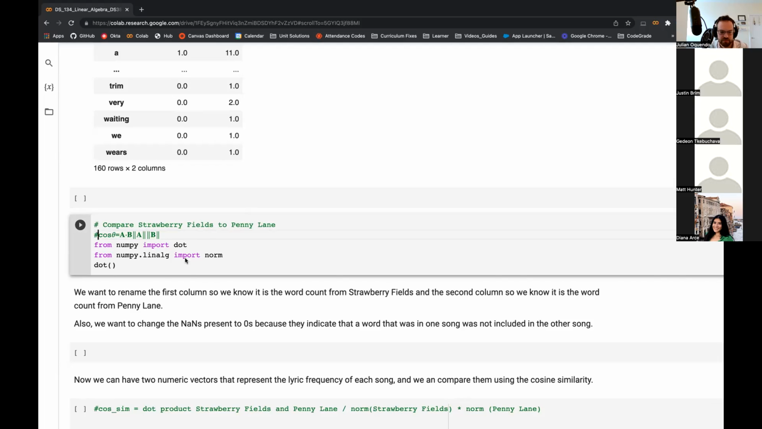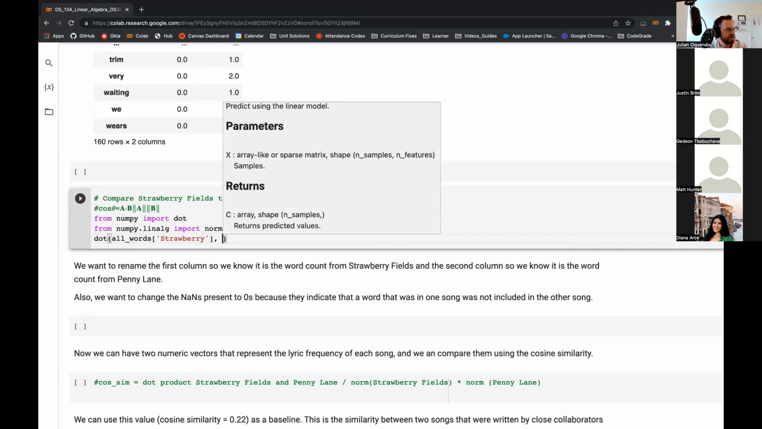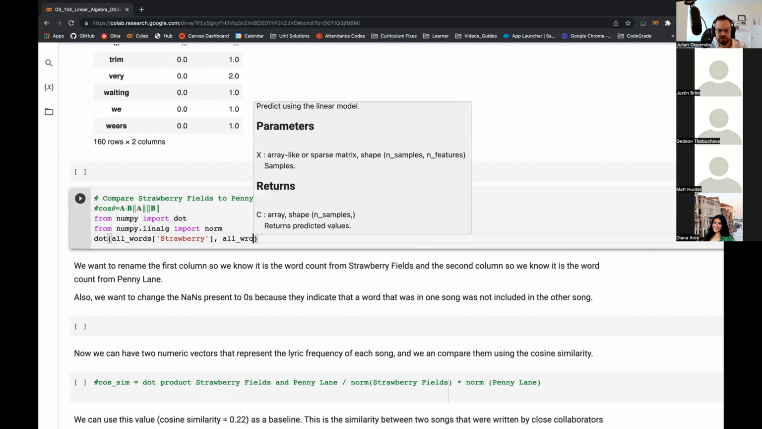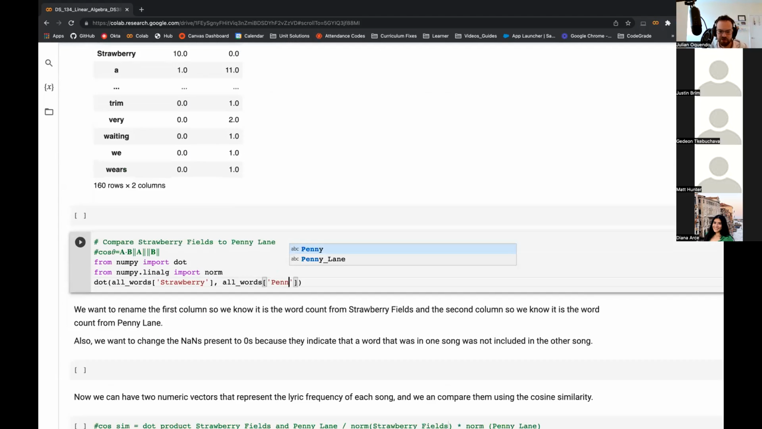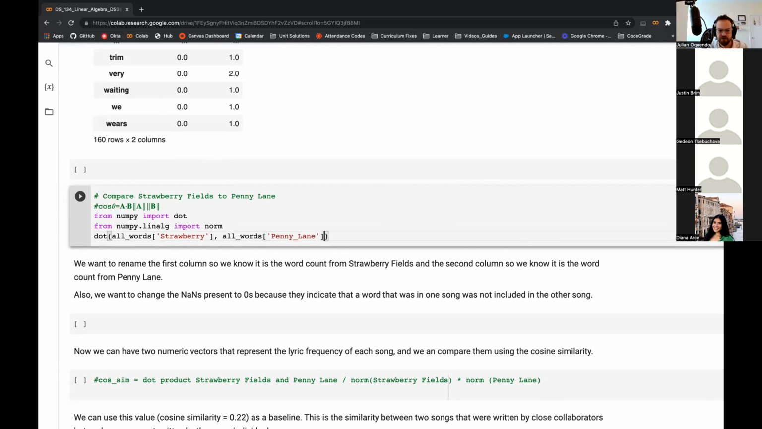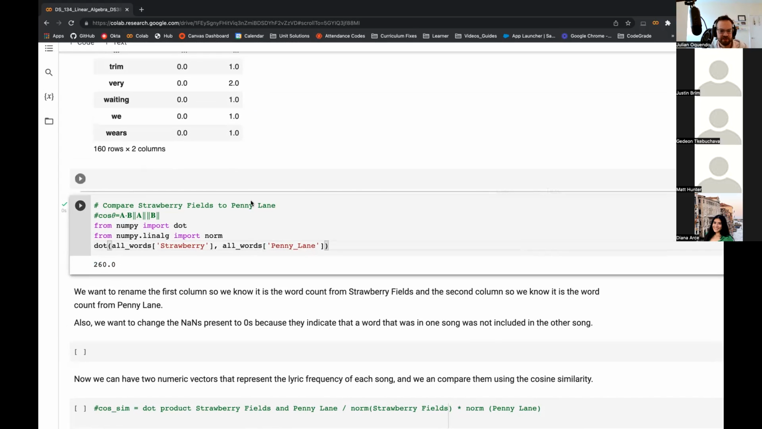And measure that out. So the dot product of A and B, my first column, is going to be all words, Strawberry, because that's the first column name. And the dot product of those values to all words, Penny Lane. What did I call it? Yes, I called it Penny Lane. Note, this will return a dot product value for those two sets of values. That is my top side value.